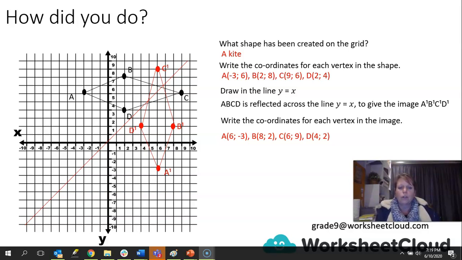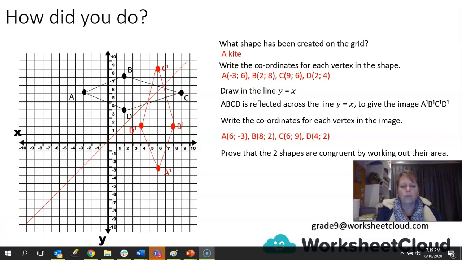All right. So what was the next thing that we have to do? Let me just correct it there again. Right. So the next thing that we have to do is prove that these two shapes are congruent by working out the area of each of them. So if the two shapes have the same area, it means that the sides are the same length, and it means that the two shapes are the same. They are congruent. But what we're going to do is clear our page so that we've got space to do the working out.